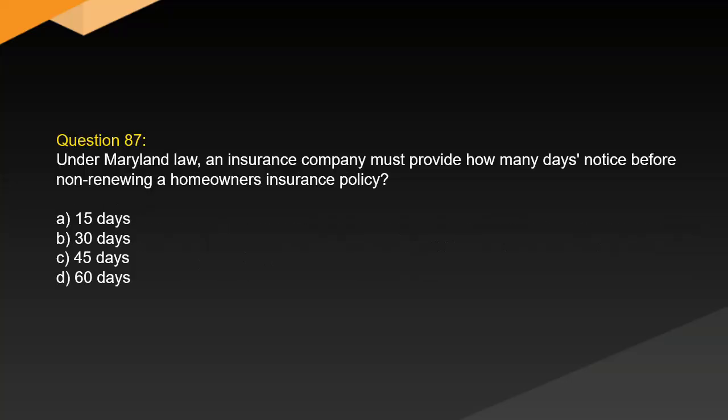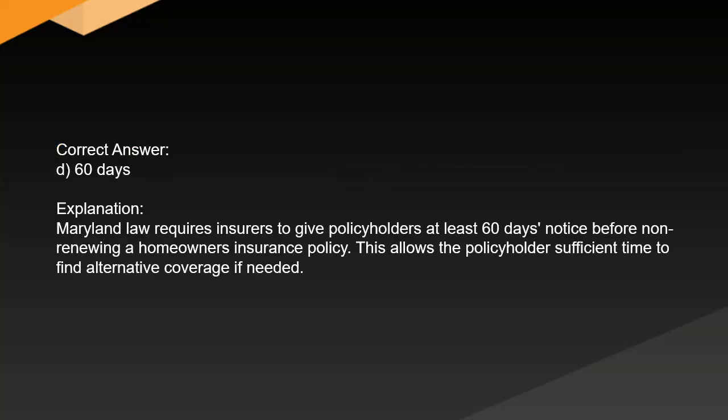Question 87. Under Maryland law, an insurance company must provide how many days' notice before non-renewing a homeowner's insurance policy? A. 15 days. B. 30 days. C. 45 days. D. 60 days. Correct answer. D. 60 days. Explanation. Maryland law requires insurers to give policyholders at least 60 days' notice before non-renewing a homeowner's insurance policy. This allows the policyholder sufficient time to find alternative coverage if needed.